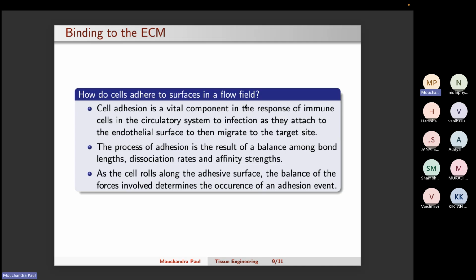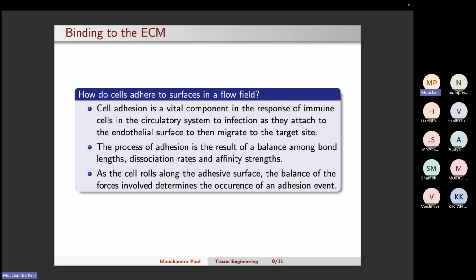Correct, correct. So the blood cells, the macrophages and different types of immune cells like macrophages or the neutrophils, they have the adhering capacity. They can adhere, but they have to adhere while in a continuous flow system. Blood is continuously flowing in the body at different pressures, and under that pressure condition they have to adhere. So that is the question, how do they adhere then? Cell adhesion is a vital component in the response of immune cells in the circulatory system to infection, as they attach to the endothelial surface to then migrate to the target site.